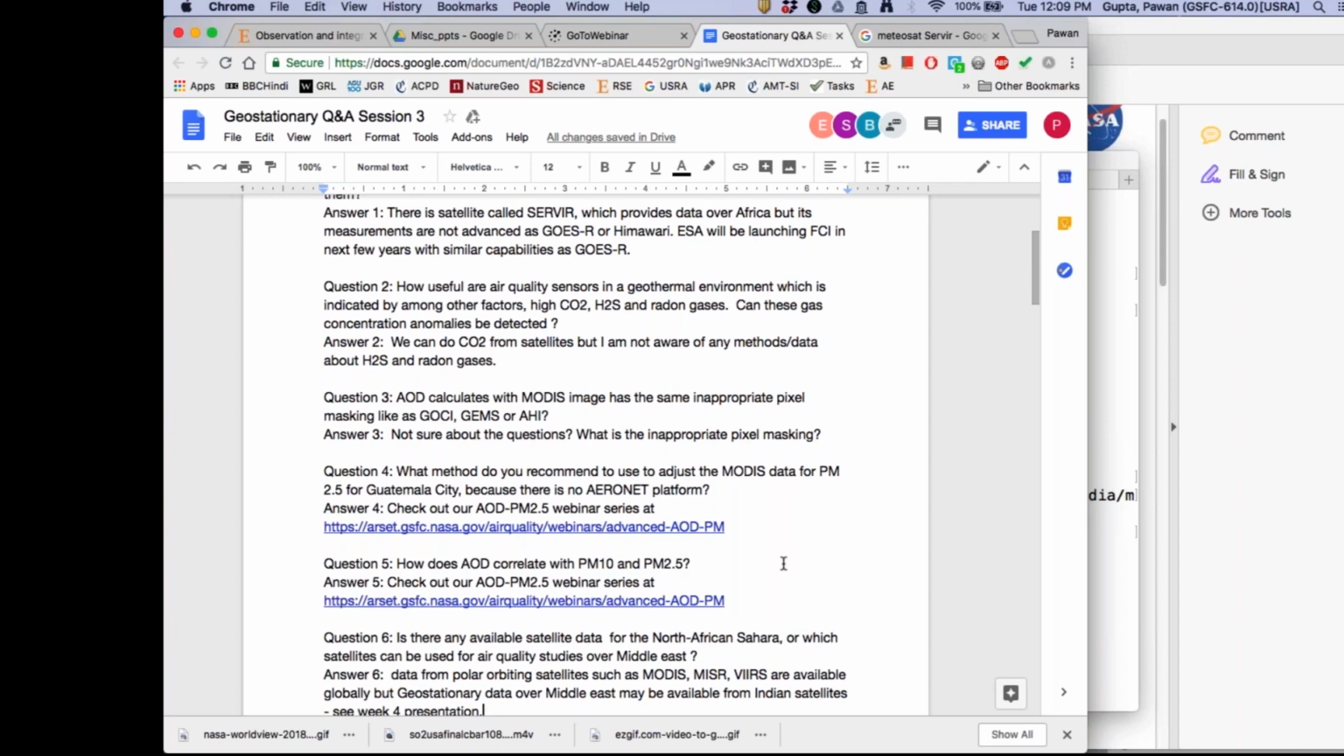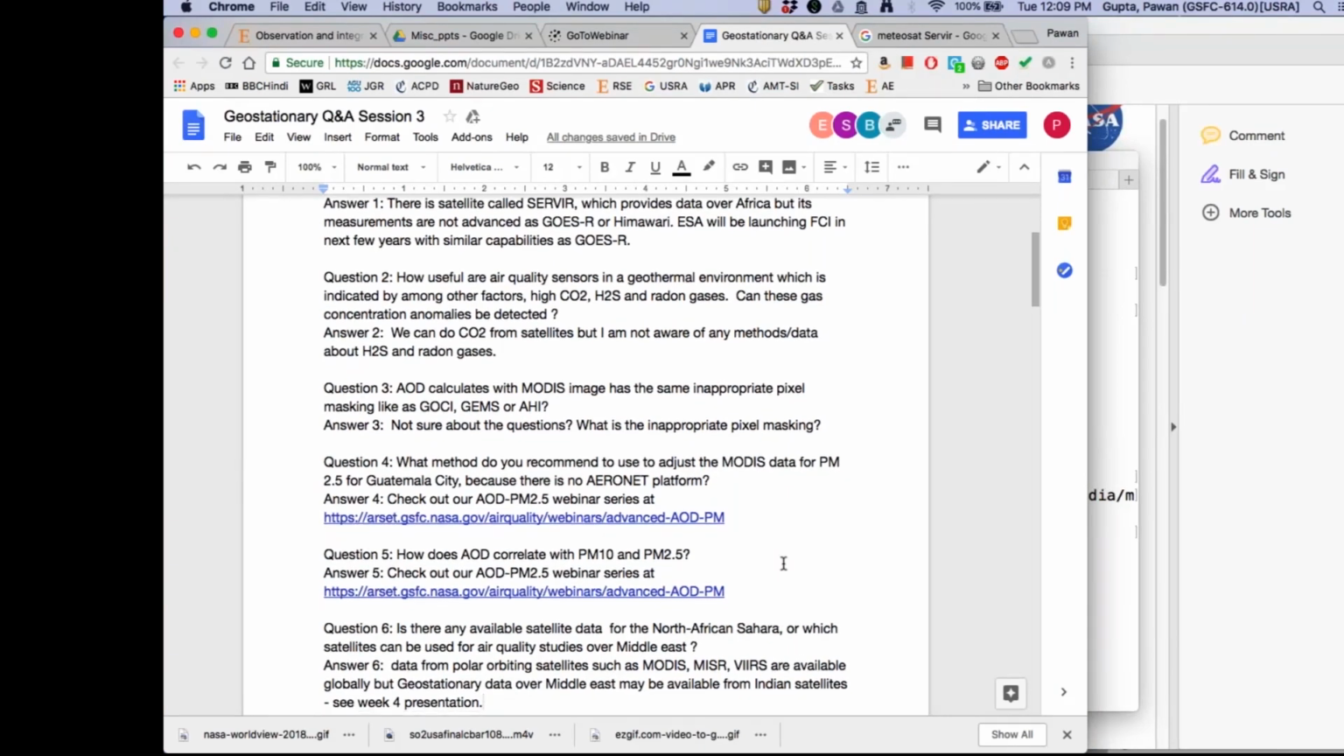Another question is, does AOD calculated with MODIS images have the same inappropriate pixel masking like GOCI, GEMS, or AHI? I am not sure what the question is here. I'm not sure what is the inappropriate pixel masking. So if you can rephrase your question or if you can clarify, then I will be able to answer it.